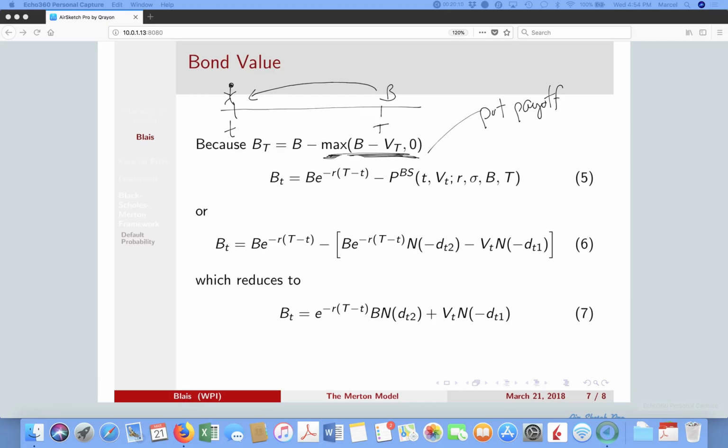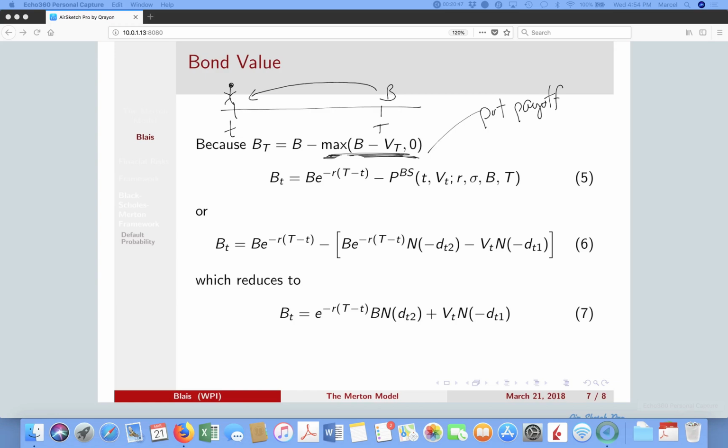And if we simplify this, we go back and here again is another result from the Black-Scholes model. This is the formula for the Black-Scholes price of the put option. You notice we use the same d1 and d2. When you simplify, we get to equation 7 here, which is now the value of the bond. So in this framework, we now have a deterministic value for the bond, as well as a deterministic value for the equity of the firm.